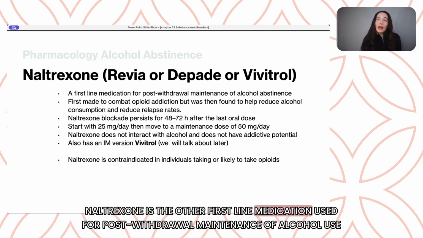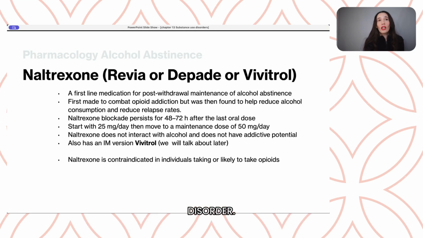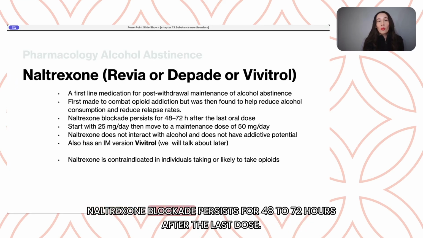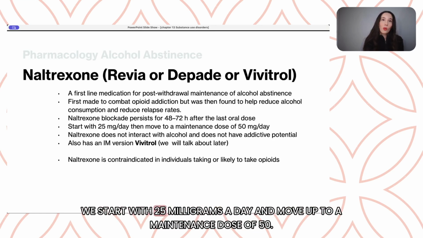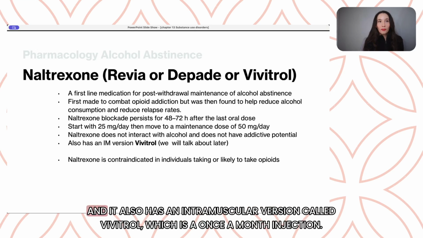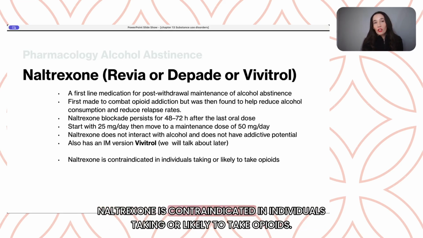Naltrexone is the other first-line medication used for post-withdrawal maintenance of alcohol use disorder. It was first made to combat opioid addiction, but then it was found to help reduce alcohol consumption. Naltrexone blockade persists for 48 to 72 hours after the last dose. We start with 25 milligrams a day and move up to a maintenance dose of 50. It does not interact with alcohol and does not have addictive potential. And it also has an intramuscular version called Vivitrol, which is a once-a-month injection. Naltrexone is contraindicated in individuals taking or likely to take opioids.